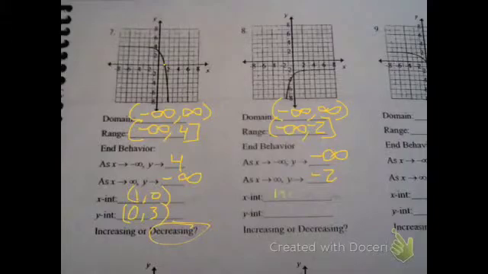The x-intercept doesn't exist, it doesn't cross, and the y-intercept looks like it's crossing at negative 3, so (0, -3). And this graph is increasing because it's going up.